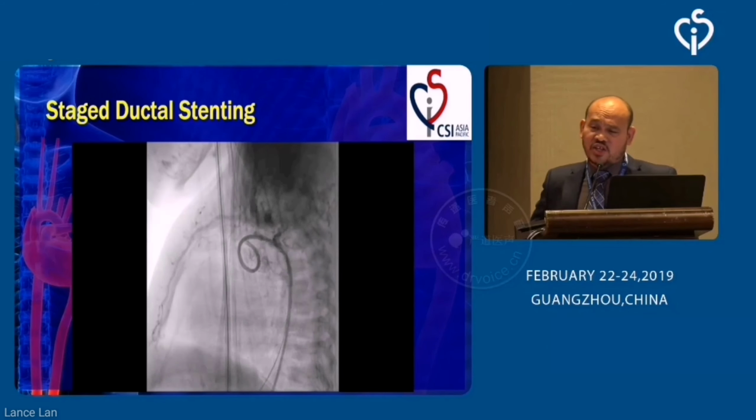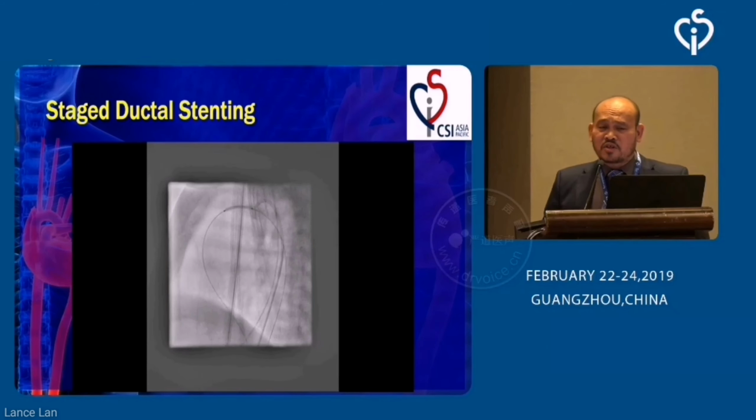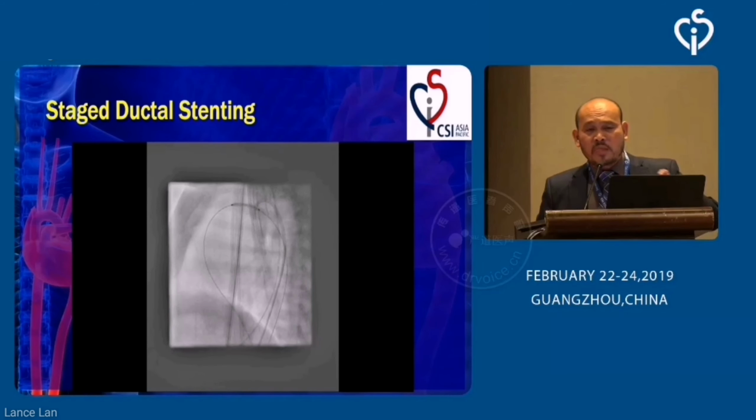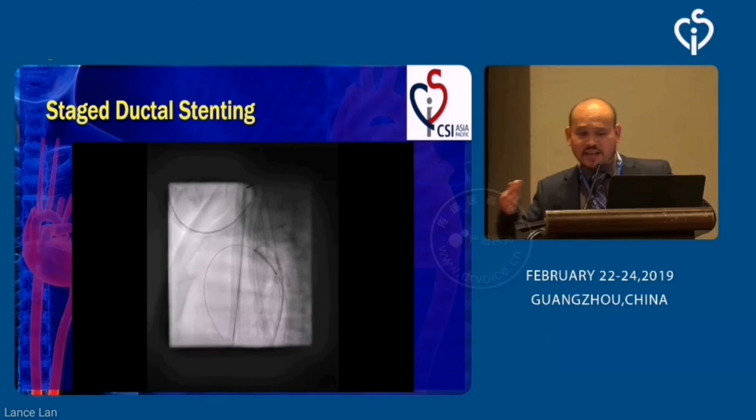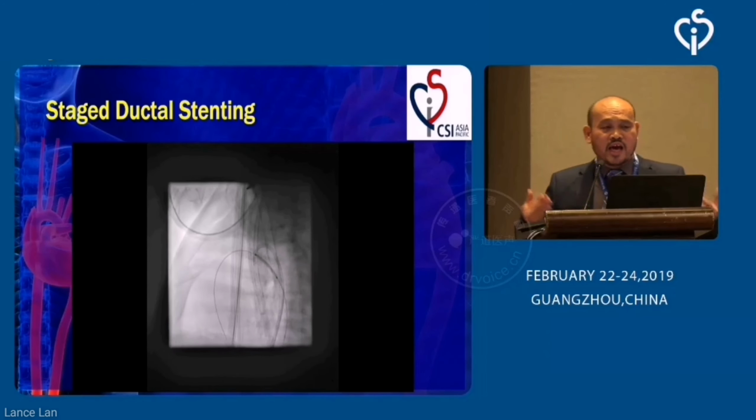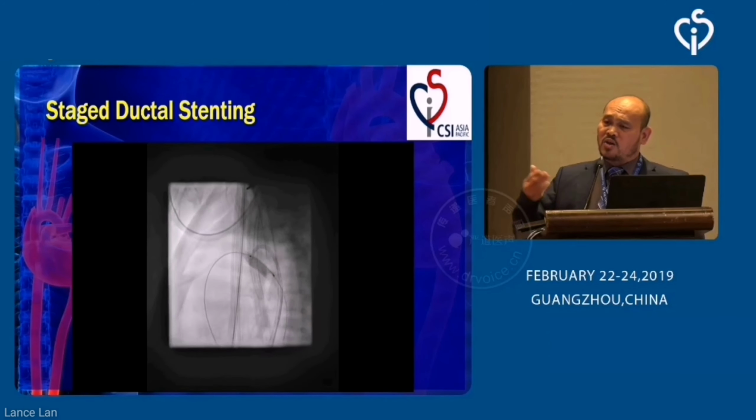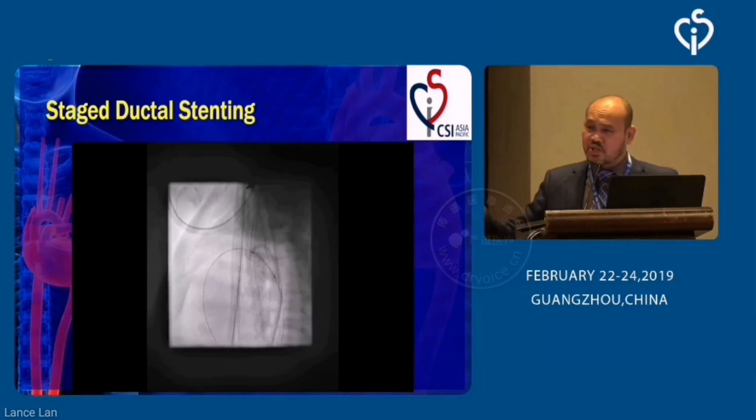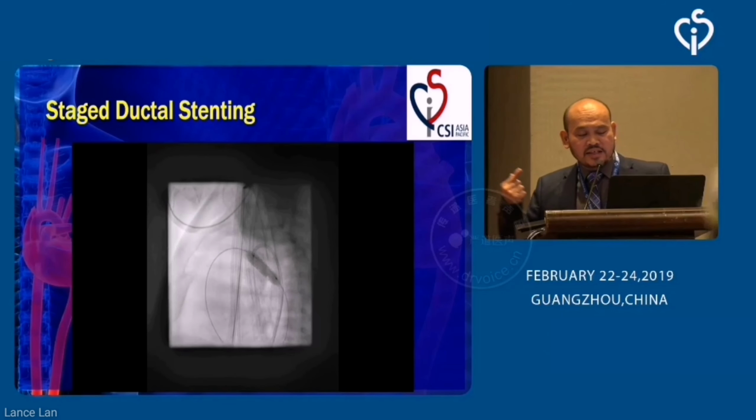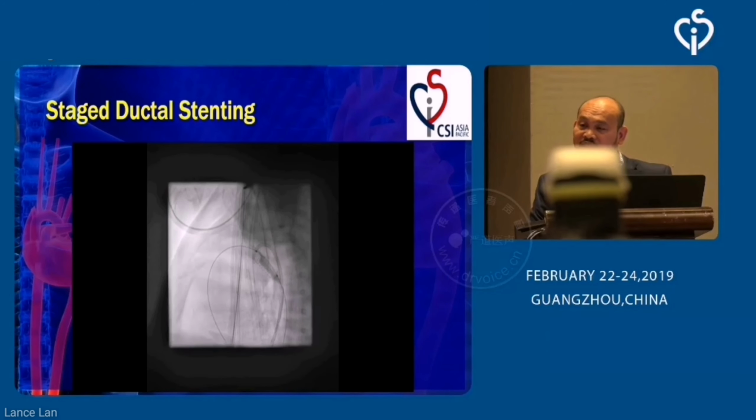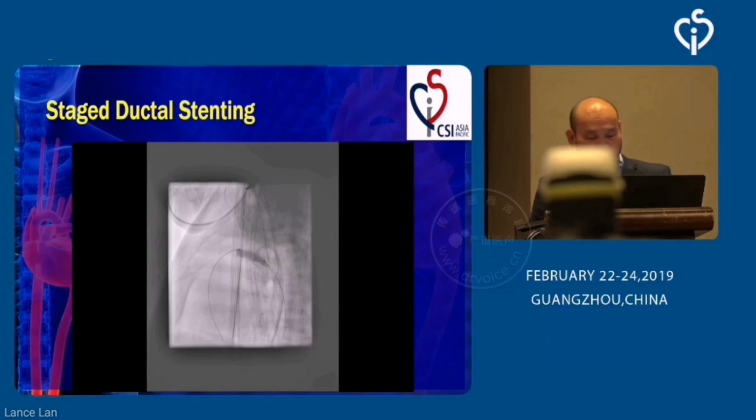Now, this is a staged ductal stenting. We have a constriction right after the ampulla, but the ampulla is quite large, 5. So what we did, we prioritized the distal constriction, not the ampulla side of the constriction. Then we had an induced restenosis of the ampulla. 24 hours after, off prostaglandin, the saturation went down, so we went back to the cath lab and restented the proximal side where the ampulla constriction happens.